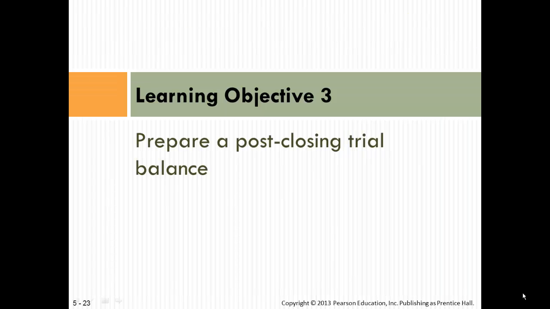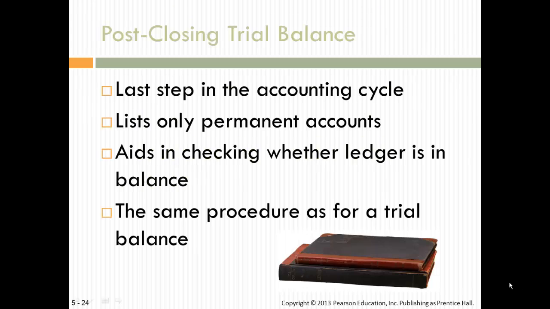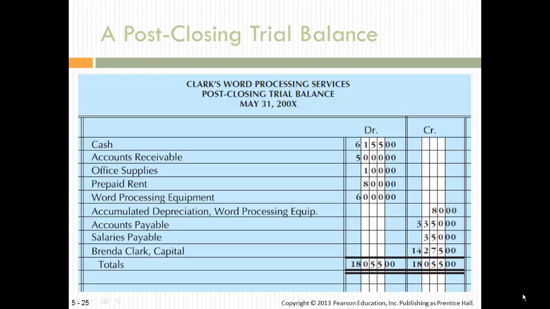Now you can prepare your post-closing trial balance. I like to say that if you can keep in mind that your post-closing trial balance is your little stubby trial balance, where all you see is the permanent accounts. This is actually the last step in the accounting cycle. See how stubby your little post-closing trial balance is? Because everything's been closed out. All that's on it is your permanent accounts, your assets, your liabilities, and your capital for the end of that period.